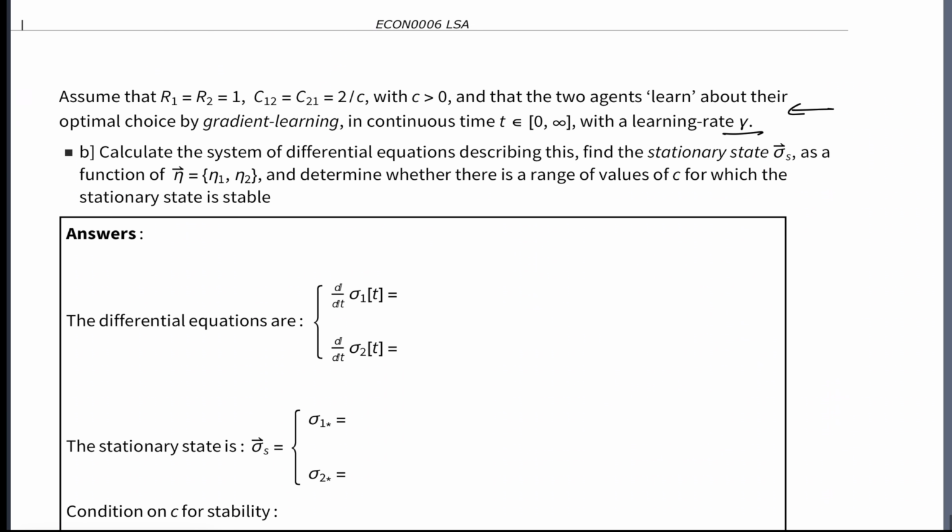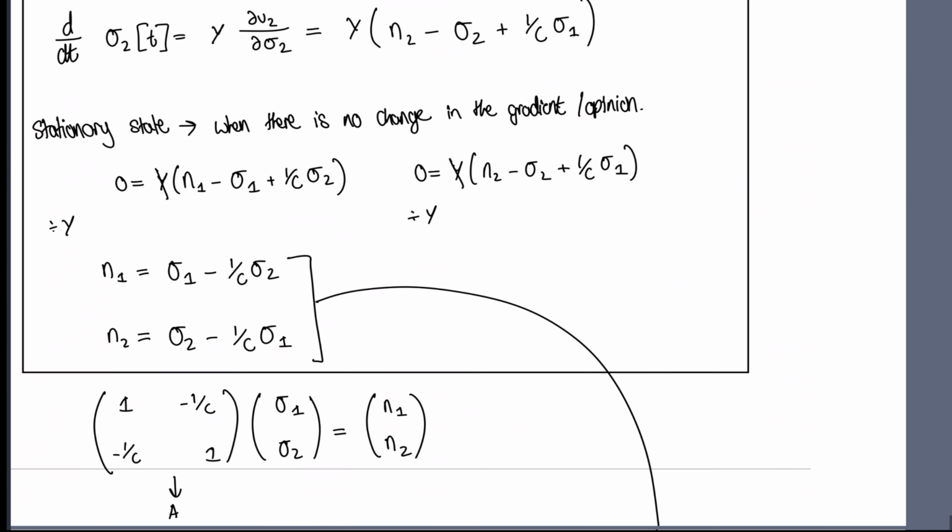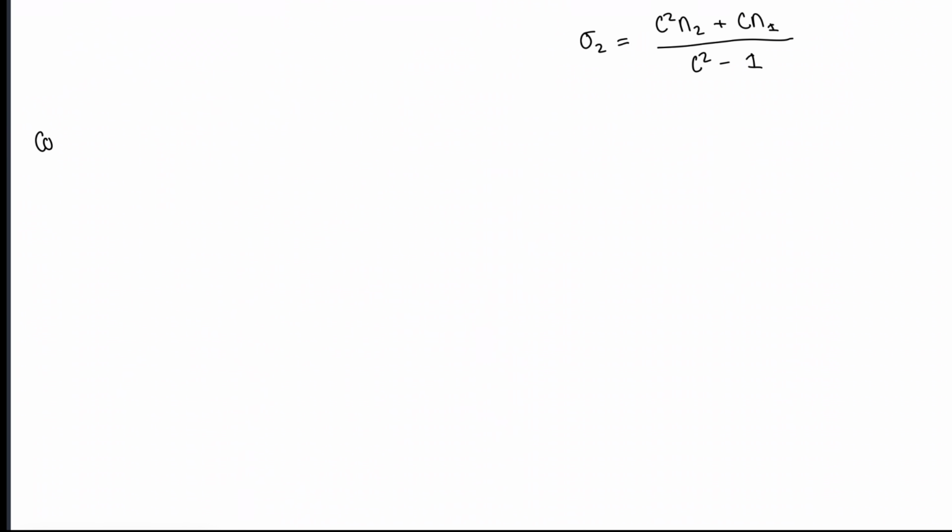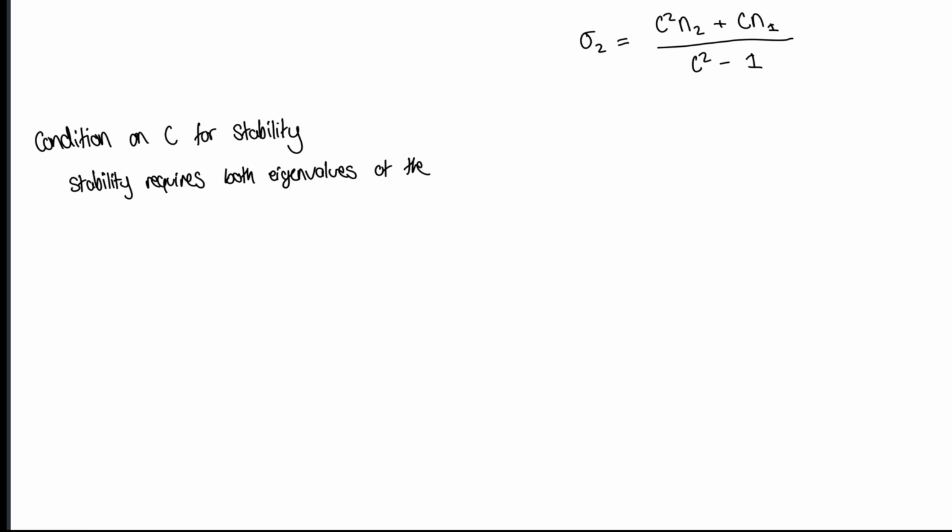Cool. So we have shown what the differential equations are, found the stationary state, and now we need to determine whether there is a range of values of c for which the stationary state is stable. So to look for the condition on c for stability, we need to know that stability requires both eigenvalues of the Jacobian matrix to be negative.